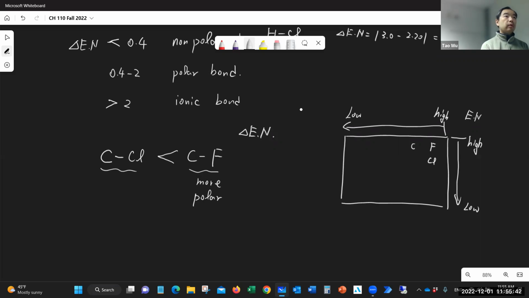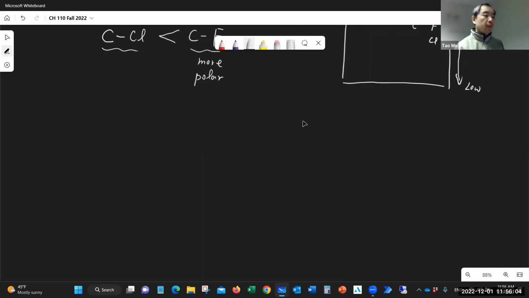bond is more polar. So that's why we have some practice problems in the study guide, and we can look at it on page 17. On page 17, you can see question number 4, a carbon-carbon bond and a carbon-hydrogen bond. Here it asks which one is the most polar bond.